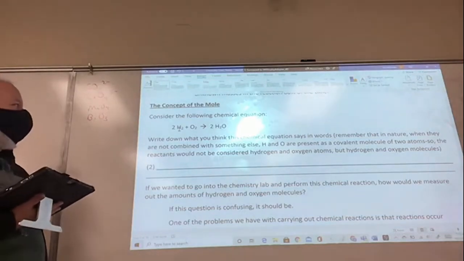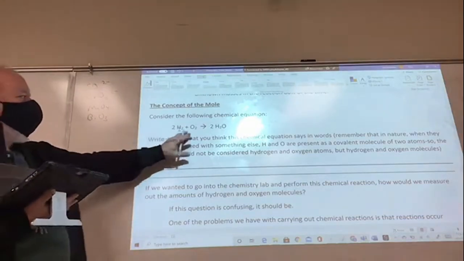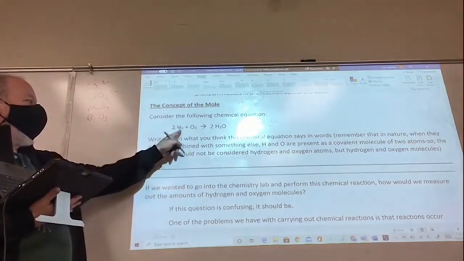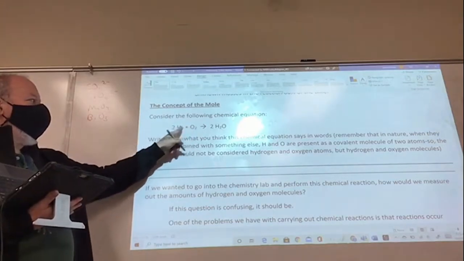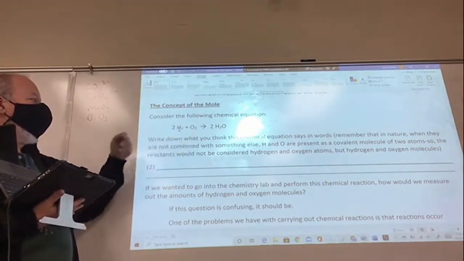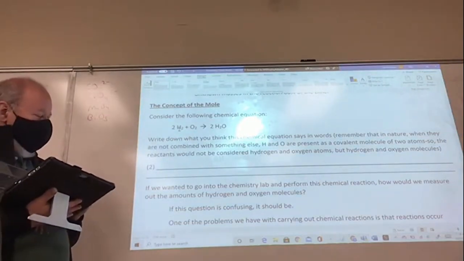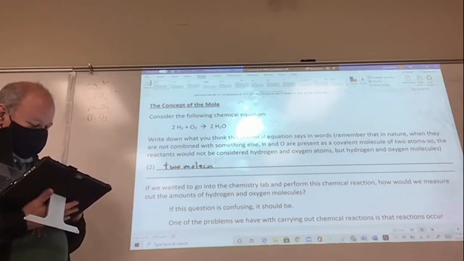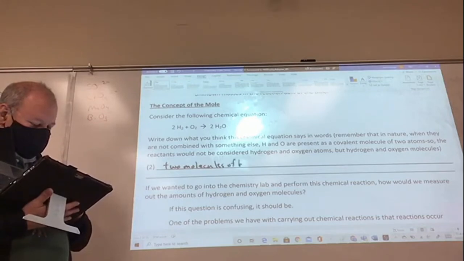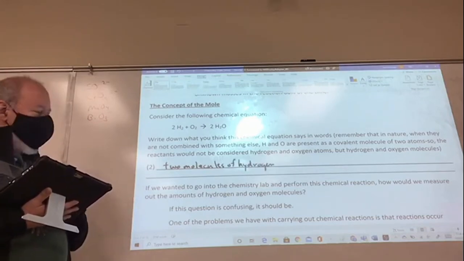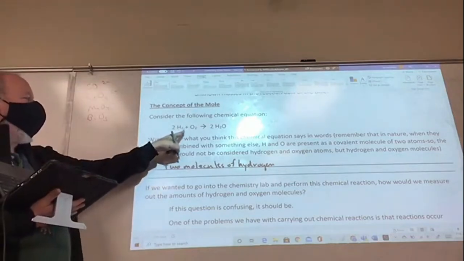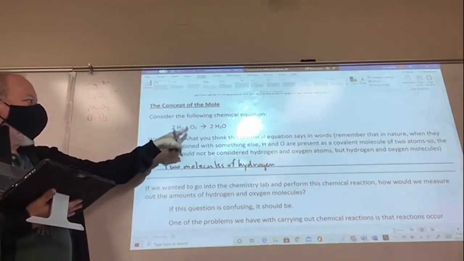Okay, it looks like most of you are finished writing. So the pattern that I want you to think of when we see something like this is very simple. We're just going to look at what it is that I have in terms of types of particle. Is this a molecule or is this an atom? And then we're going to say how many of these things do I have? And so the way that I would put this into words is I'm going to say, two molecules of hydrogen. And you don't have to change yours to fit this. Just understand what we're trying to do here. And what is the hydrogen doing with the oxygen? It's reacting with it, right?